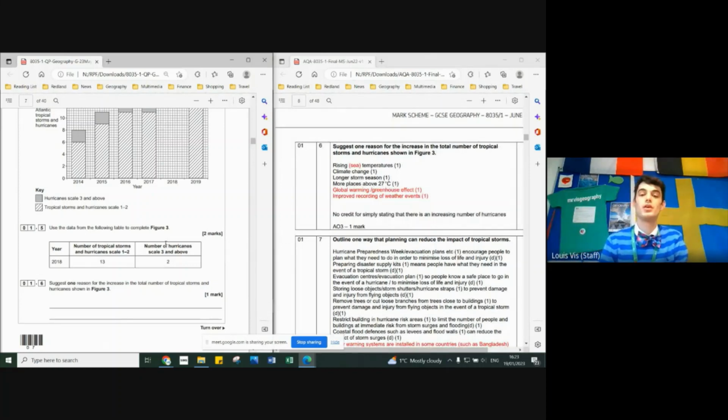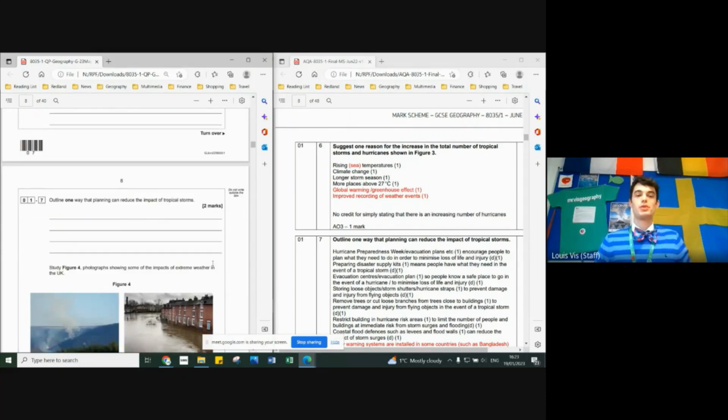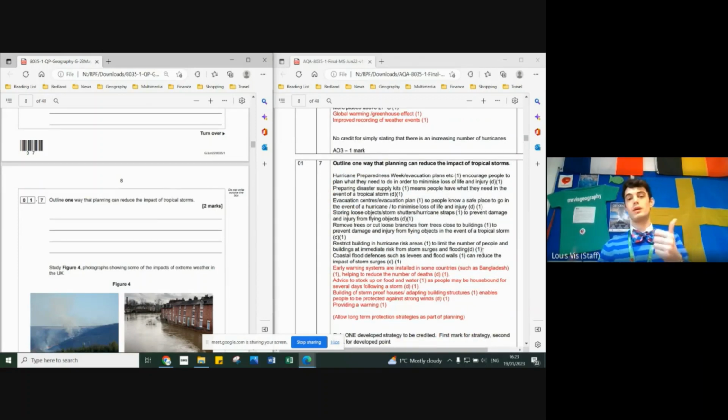You've got a list here on the right-hand side: rising sea levels, climate change, warmer seas, more areas of 27 degrees or more. Okay. One way in which you can reduce a tropical storm is about reducing the impacts, and it's 2 marks: one way, and you explain how it helps.